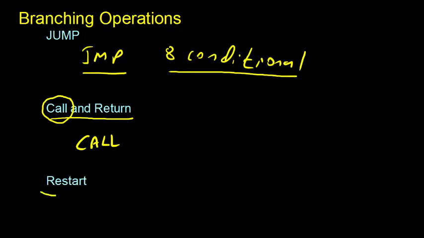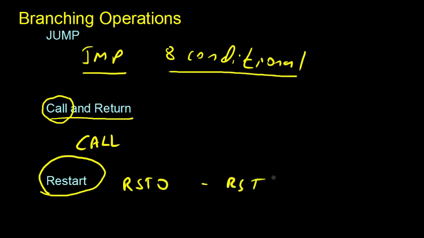Then we have restart instructions. There are 8 restart instructions, starting from RST0, RST1 up to RST7. These instructions load the instruction from a particular memory location. For example, when the RST0 instruction is executed, it transfers the control to the 0000 memory location. Similarly, every RST instruction transfers the control to one particular memory location, and the microprocessor starts executing from that particular memory location. We will see that in detail afterwards.